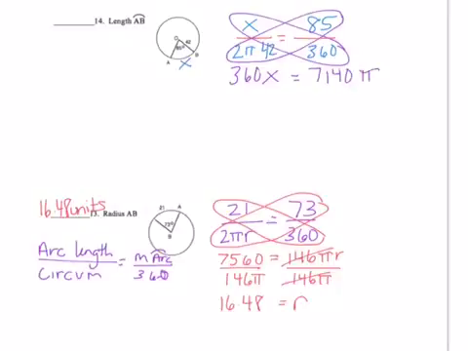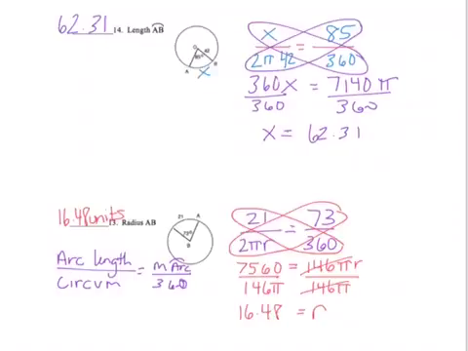And I need to divide by 360 because I'm trying to get x alone. And when I divide 7,140 pi by 360, I get 62. X equals 62 and 31 hundredths if I round to the nearest hundredth. So 62 and 31 hundredths of a unit.